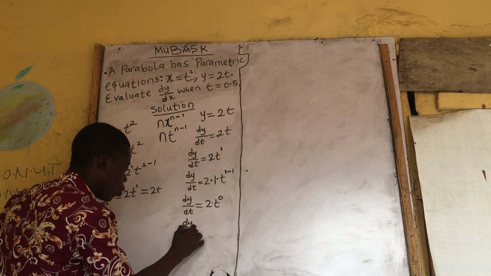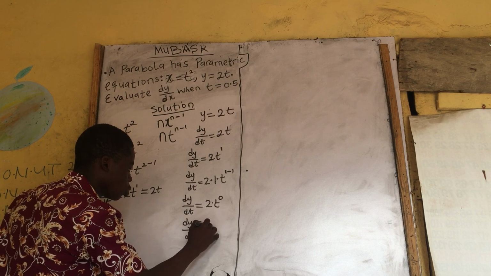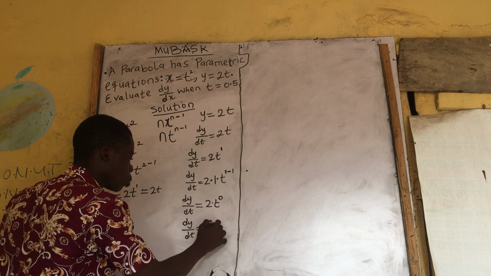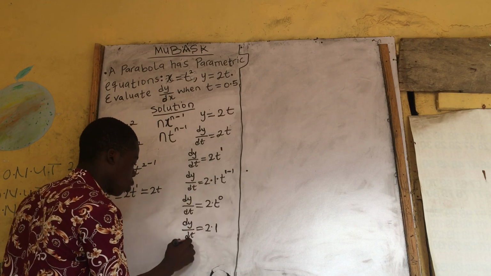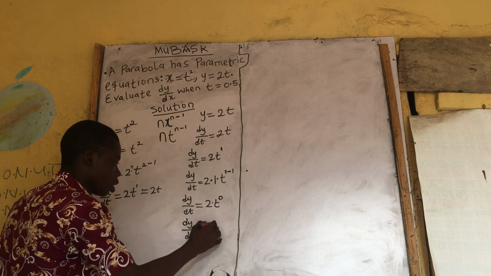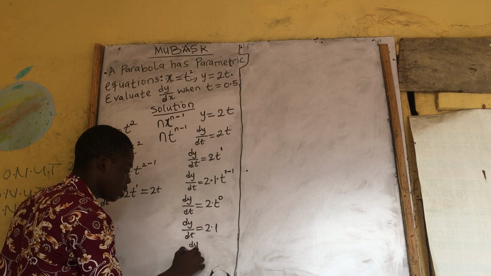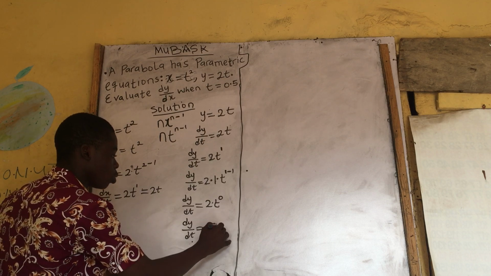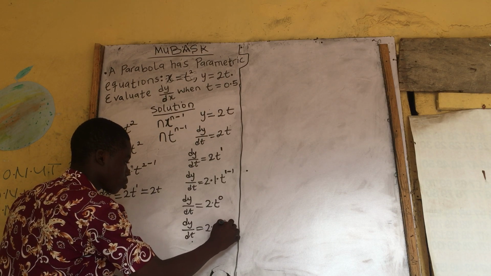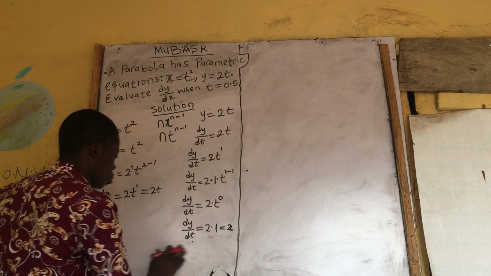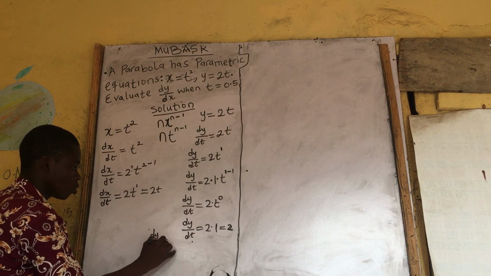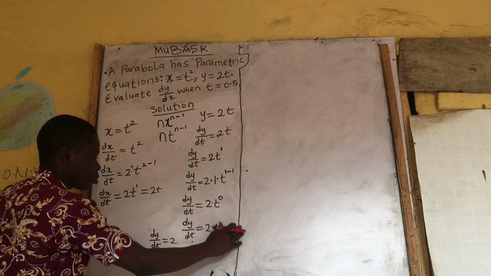The dy all over dt now equals 2 times t raised to power 0. It will be giving us 1, from the zero rule. And also the same thing, the dy all over dt now is equal to 2. Let's write it like this: the dy all over dt is equal to 2.